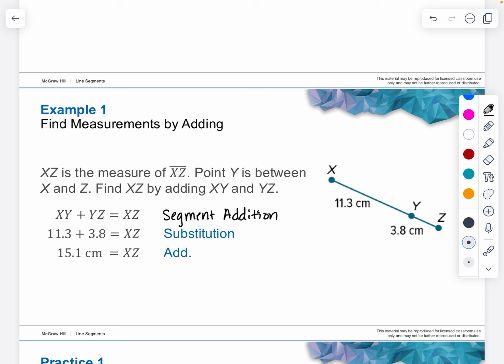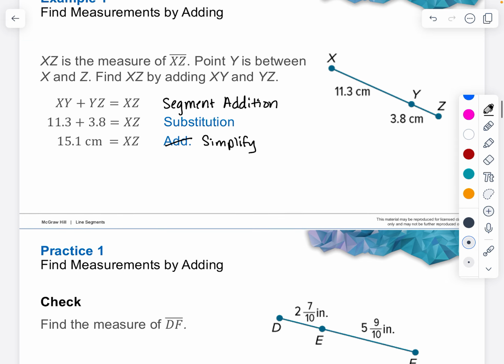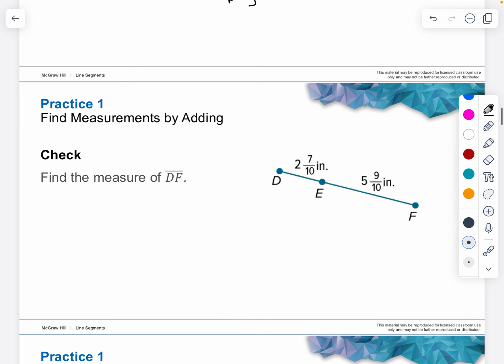Segment addition. And then we substitute in its values, and then we simplify our equation. All right. Now it gets a little bit more difficult. Now we get some fractions there, and definitely fractions are going to happen a lot in ALEKS because they want to keep our brain nice and sharp, okay?